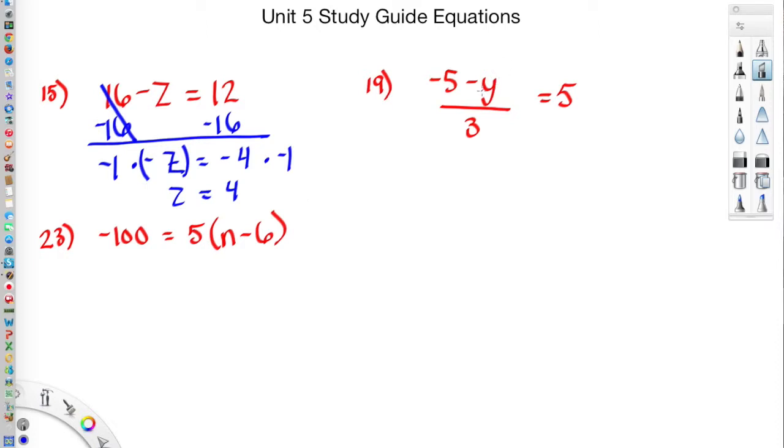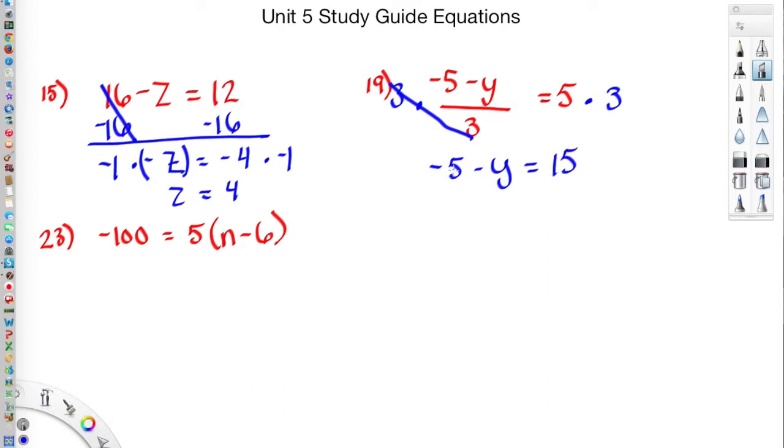Okay, number 19, I've got a negative 5 minus y, all of that divided by 3 is equal to 5. Normally I would get rid of what's being added or subtracted, but I can't do that since the variable here is being embedded. Well, actually, both of these are embedded in the fraction. I've got to get it out of fraction mode. So I need to multiply both sides by 3. That gets this out of fraction mode here. And what I'm left with is a negative 5 minus y is equal to 5 times 3, which is 15.